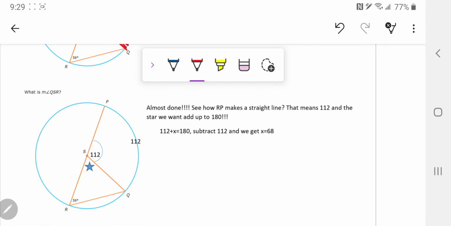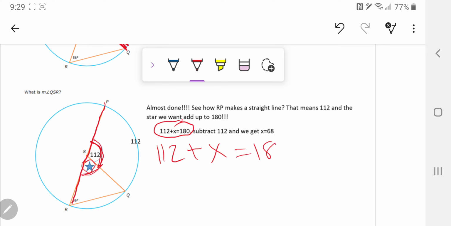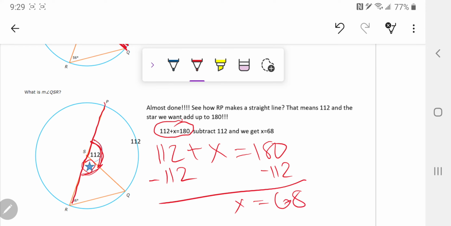Okay, so see how this part here makes a straight line? All straight lines add up to 180. So remember, our goal is to find the star. Well, 112 and the star have to add up to 180. So 112 plus x equals 180. If you subtract 112 on both sides, you get x equals 68, and that's the angle measure that we want.